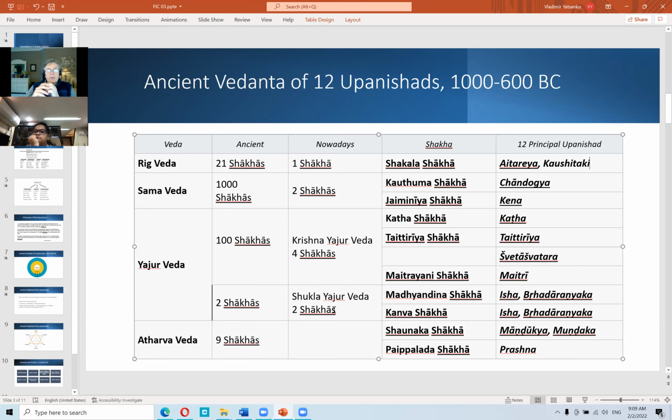So 4 shakhas of Krishna Yajurveda would be Kathaka Samhita or Katha Shakha, Kapishthala Kathaka, which is even more ancient, but I'm not even writing it here, Taittiriya Shakha, Taittiriya Samhita, and Maitrayani Samhita. So we have 4 of Krishna Yajurveda, and we have Upanishads within these Samhitas, Katha or Kathaka, Katha Upanishad, Taittiriya Upanishad, Shvetashvatara, which is independent, and Maitri Upanishad, most probably belonging to Maitrayani Samhita, but it is included as a 10th chapter of Taittiriya Aranyaka.